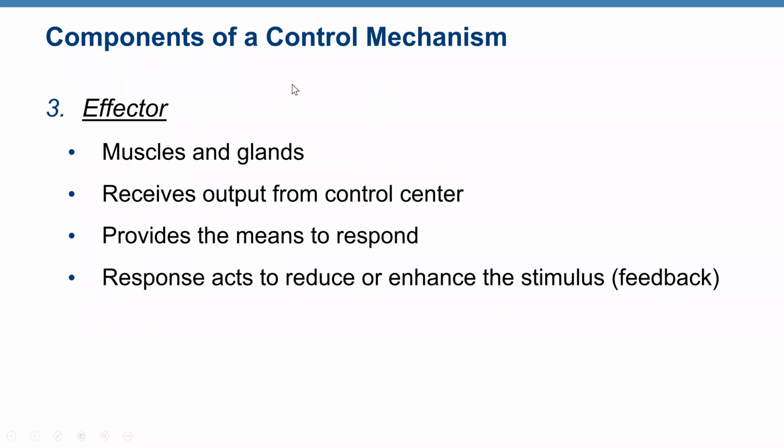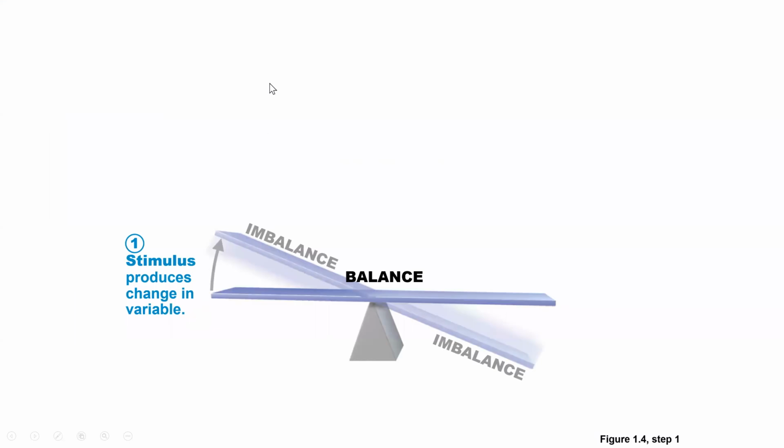Then effector will be, for example, your muscles and glands that will receive output from the control center and provide the means to respond, and the response acts to reduce or enhance the stimulus. And when we reduce or enhance the stimulus, we call it feedback. But when we reduce, we call it negative feedback. When we enhance, we call it positive feedback.